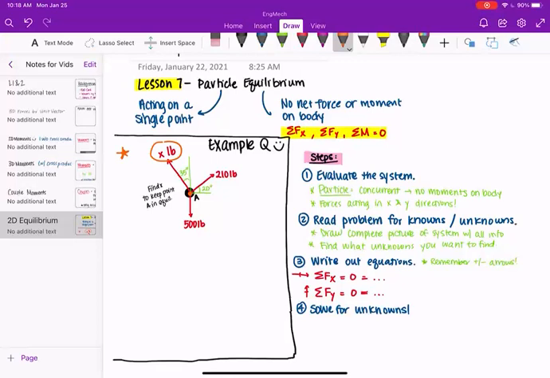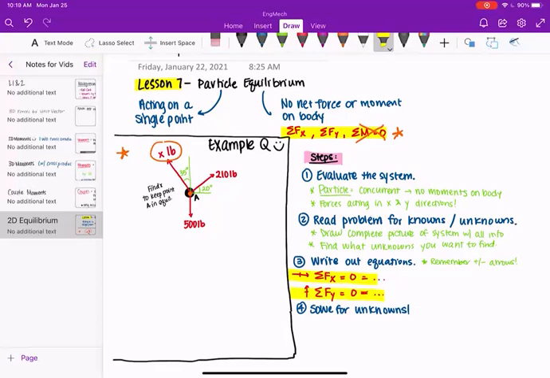Once you've done that, find what unknowns they need you to find. Essentially, find what your answer should be or what your answer should describe. And then once you're familiar with that, you're going to write out your equations. Because there is no moment, you know that this one's going to go away for particle equilibrium. So essentially what you should have is that some sort of x values add up to equal 0, and some sort of y values add up to equal 0.